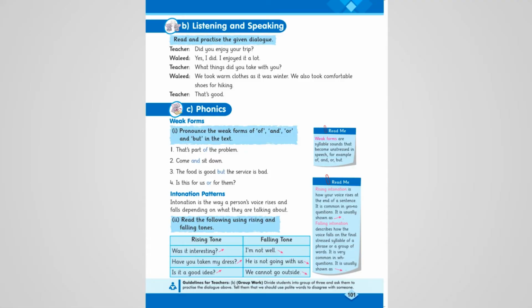Teacher, did you enjoy your trip? Waleed, yes, I did. I enjoyed it a lot. Teacher, what things did you take with you? Waleed, we took warm clothes as it was winter. We also took comfortable shoes for hiking.